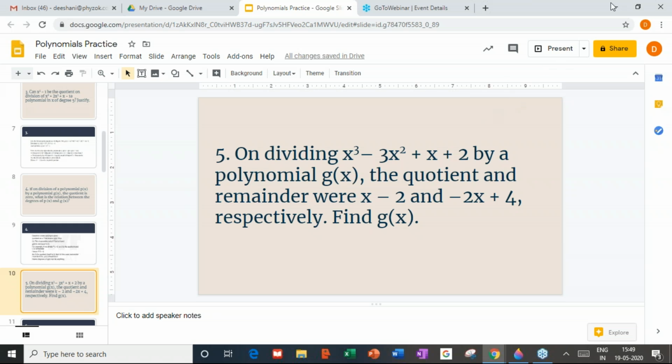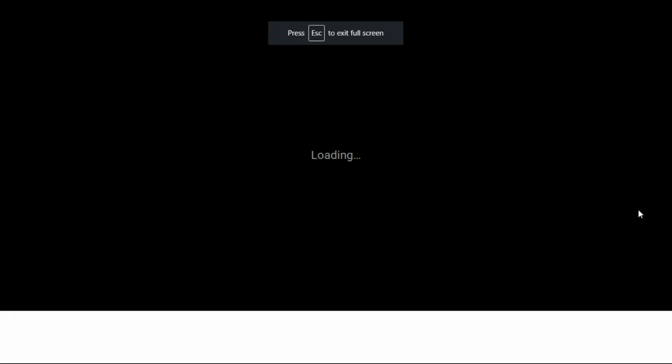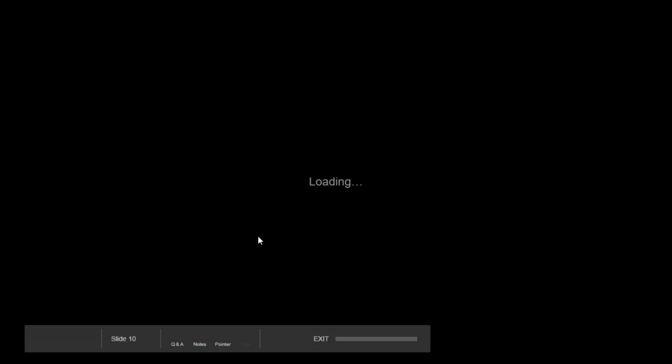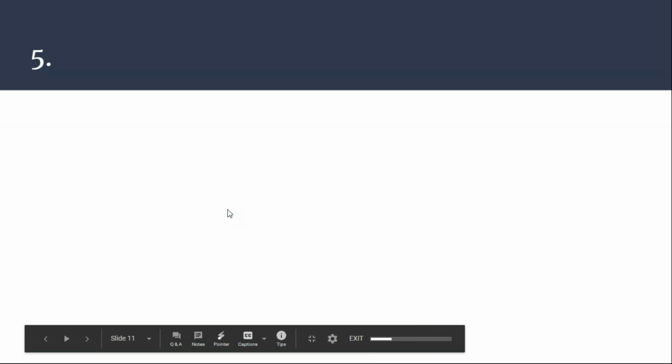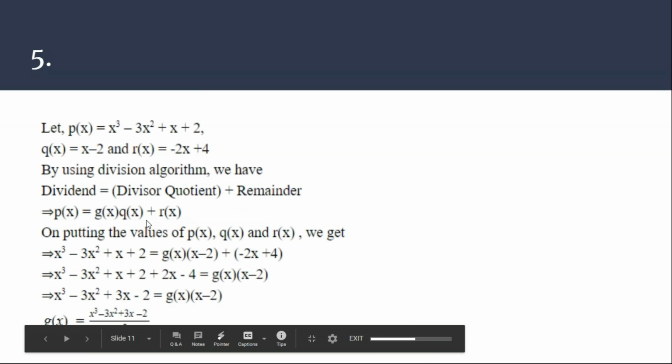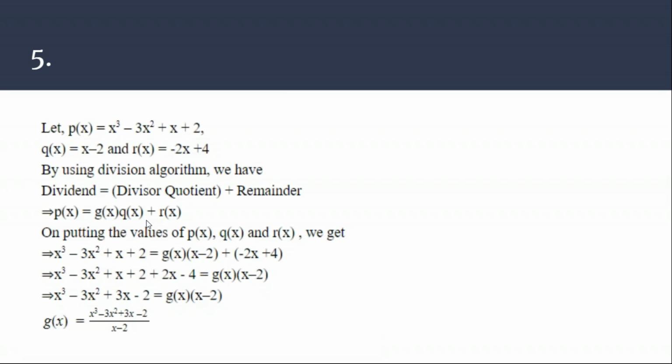Yes, Anand, that's right. Okay, I'll just show you the answer. So this is p of x, x cube minus 3x square plus x plus 2. Q of x and r of x is given. So you substitute the required values in the division algorithm. Once you solve that, you will get an expression.